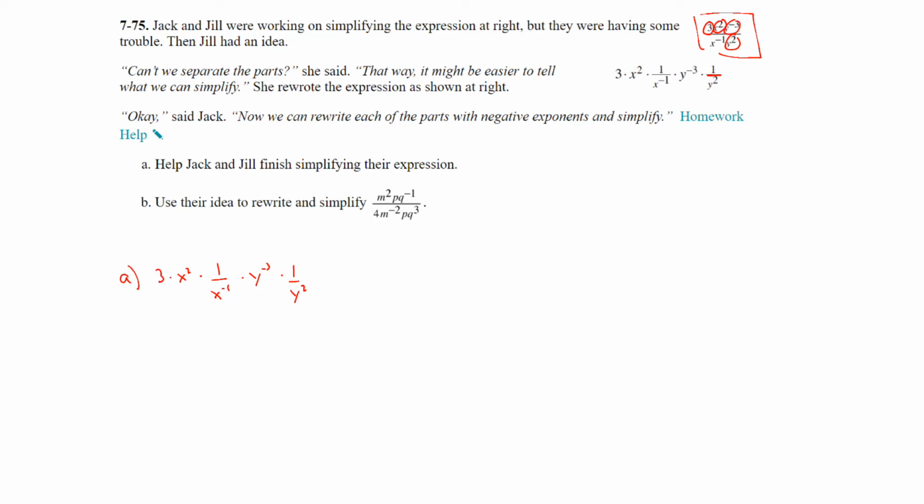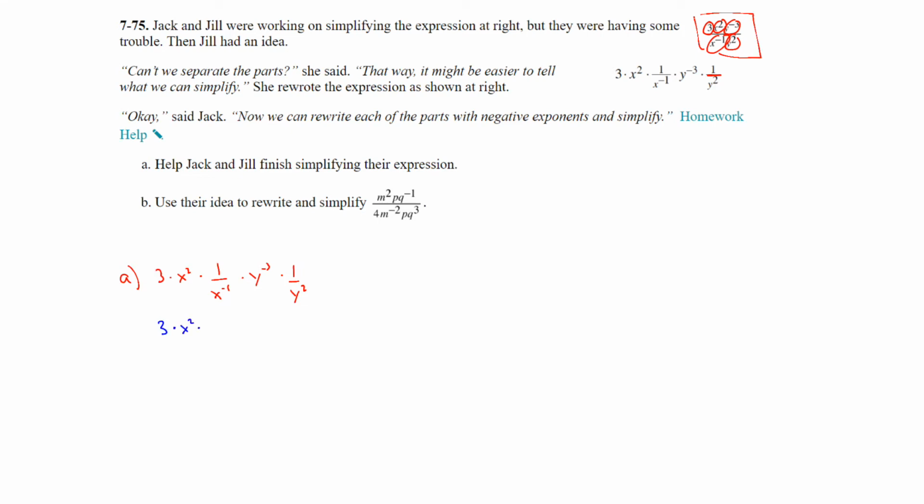You have one on top here, which is the y to the negative third, and then you have one on bottom, so it has to be 1 over x to the negative 1. So Jill just separated them out. Now that they're separated out, can we rewrite each of the parts with negative exponents and simplify it? So now let's take anything that's raised to the negative power and simplify it.